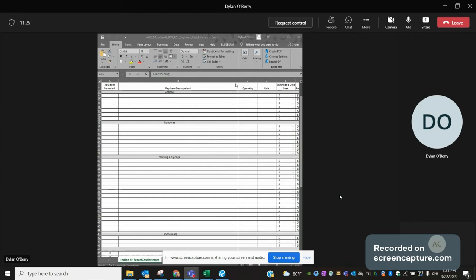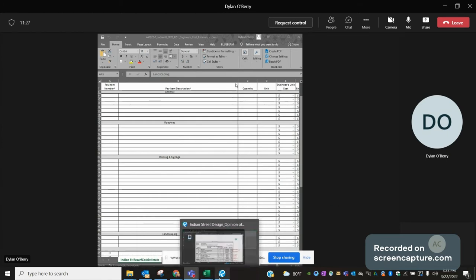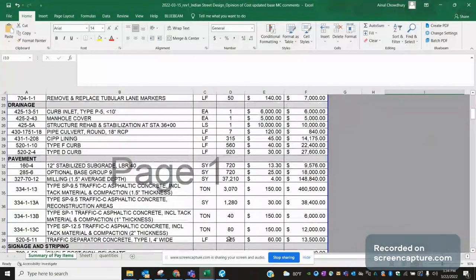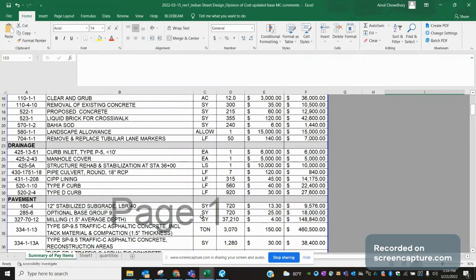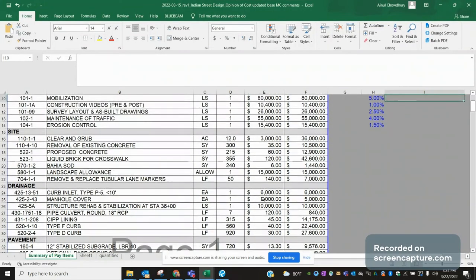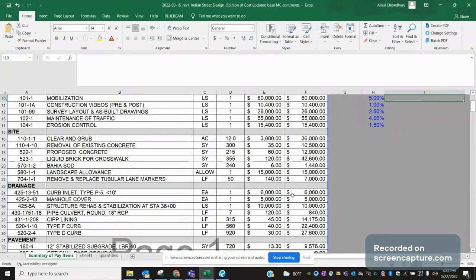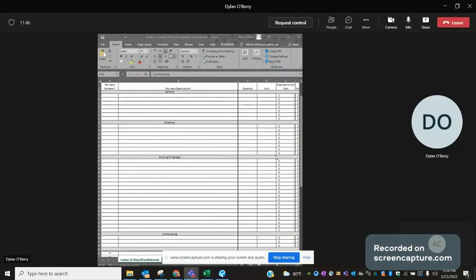All good. You got it? You know what I'm saying? Yeah, I think I got it. Okay. So the drainage part that we have, I think that is also gonna go under roadway, right? Agree, yeah. So drainage. Liquid brick for crosswalk. You could put site, drainage, pavement, all as roadway, right? Yeah, that's what I'm thinking.